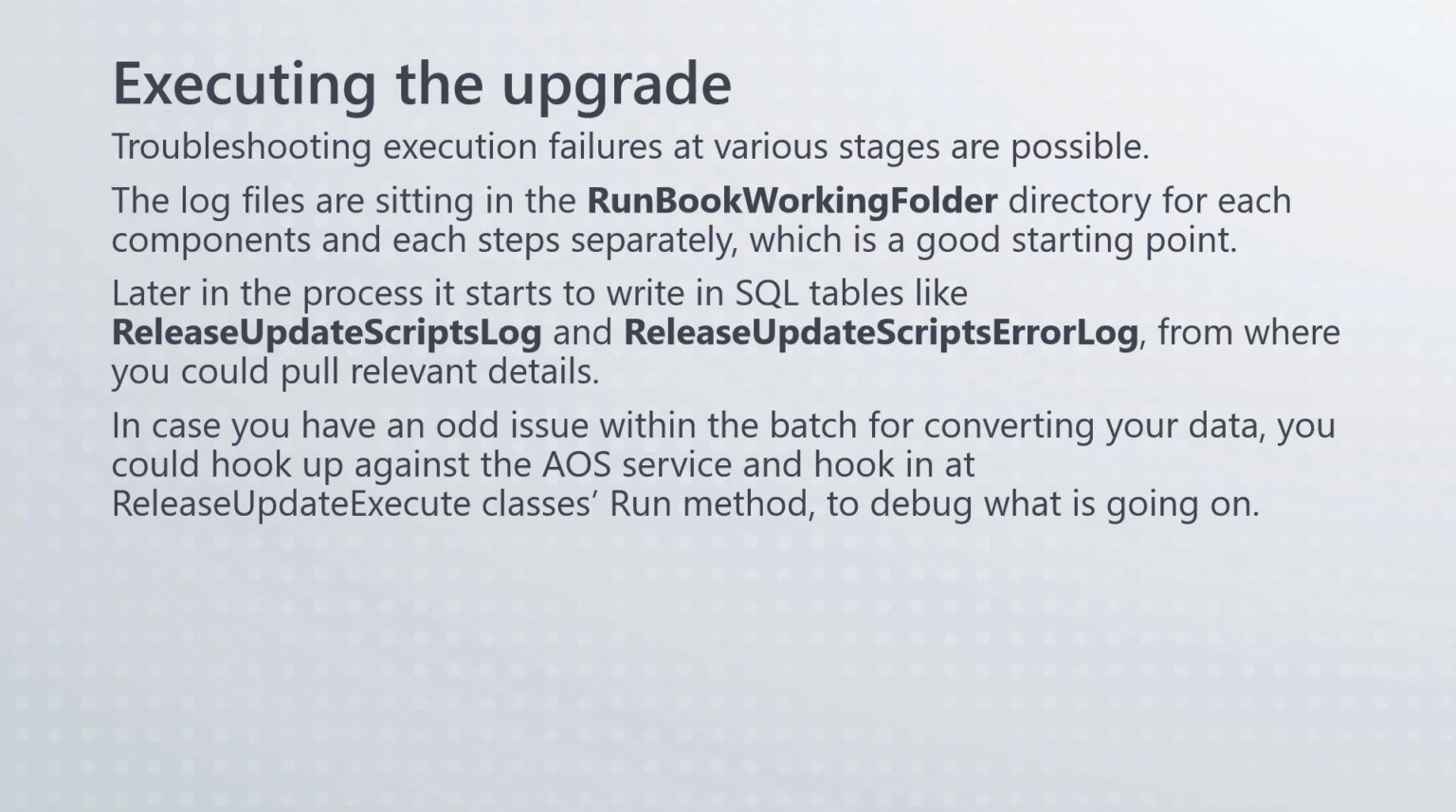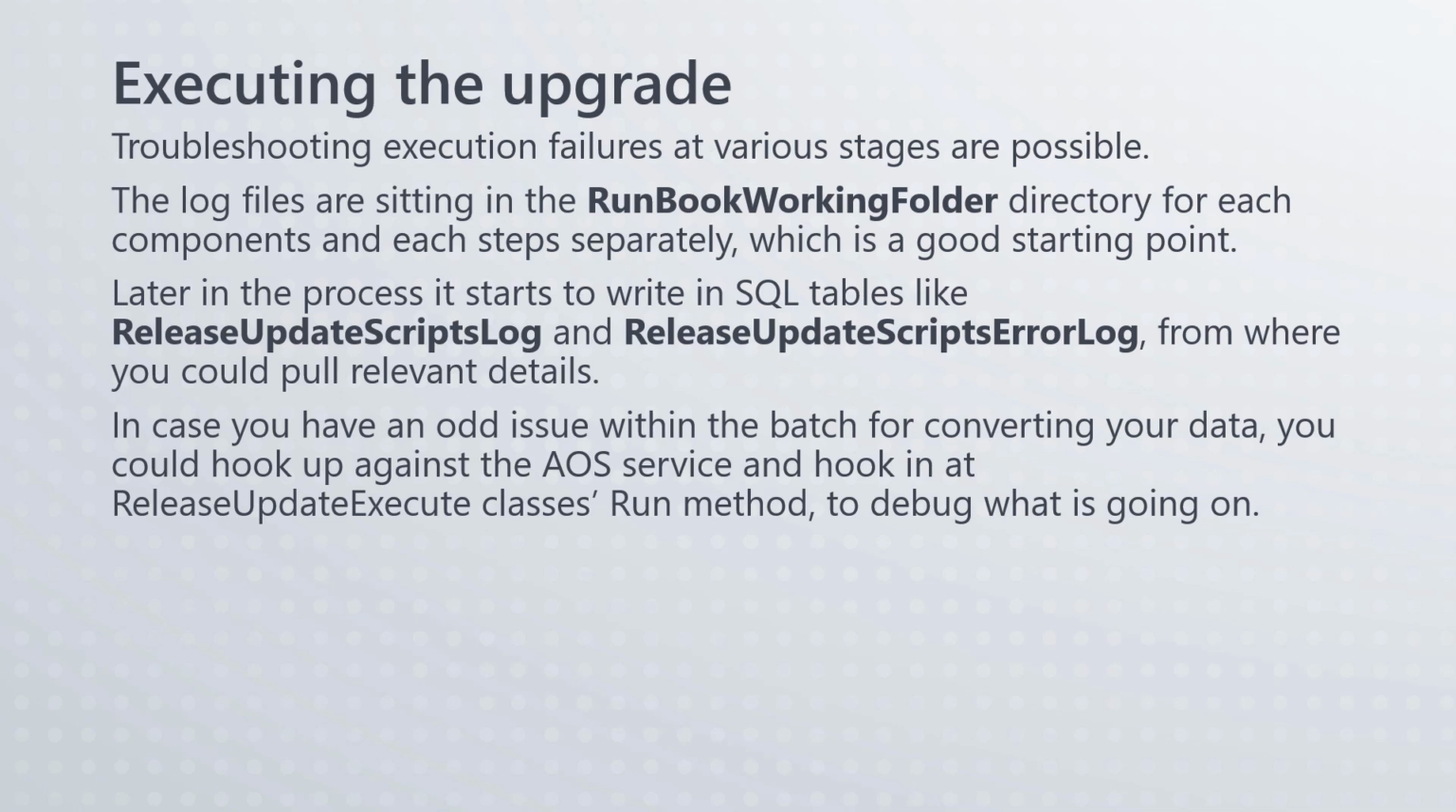Now, what happens if there's an error? Troubleshooting failures at various stages are very well possible. First of all, the runbook execution is generating log files for each step in the software deployable package. Look for the runbook working folder and have a look at those logs first because it is very detailed. And later in the process, when the upgrade cockpit is running, 2 SQL tables are being written. If there's a success or an error step, you can have a look at these directly in SSMS.